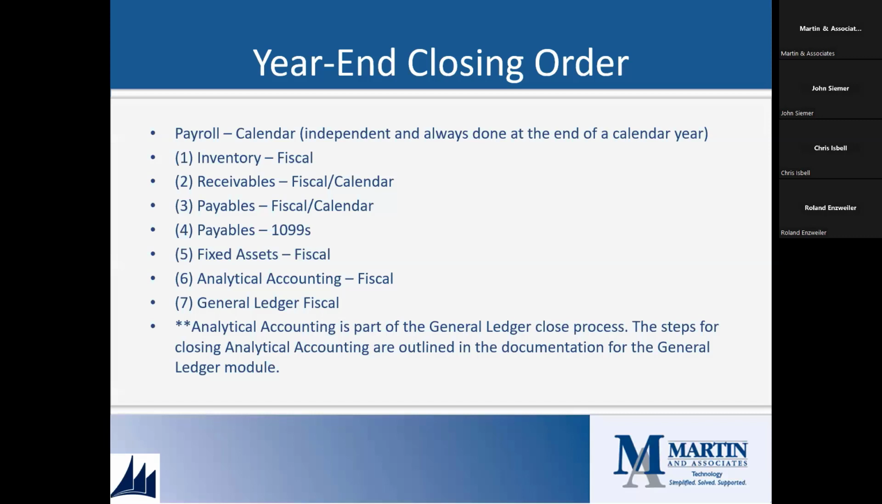Primarily what these modules do when you run the year-end closes, it updates the summary balances on things like the inventory item, like year-to-date sold quantities and amounts. For the receivables module, the invoicing, you're going to have year-to-date and last year summary numbers by customer. And then the same thing on the payables. You're going to have those summary numbers on the payables.